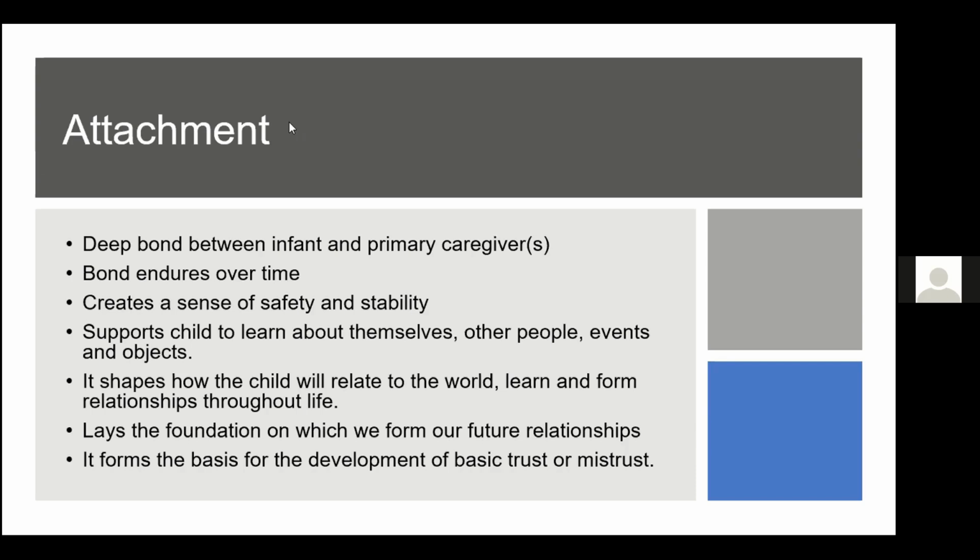That bond is considered to last over time, and create a sense of safety and stability for that child. It helps them to learn about themselves, about other people, about events and objects, and it shapes how they will relate to the world and the relationships that they will form throughout life. So it's the foundation that we build our future relationships on, because essentially at the basis of that is the development of our trust in others. It lays the foundation for that idea of trust in future relationships.